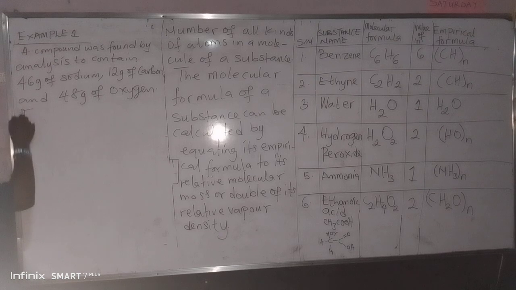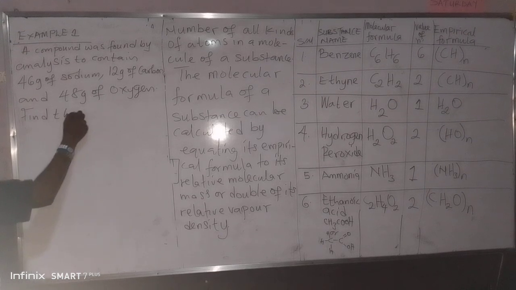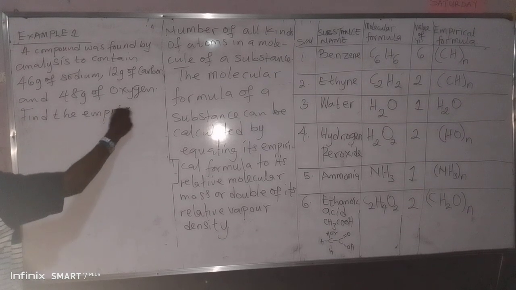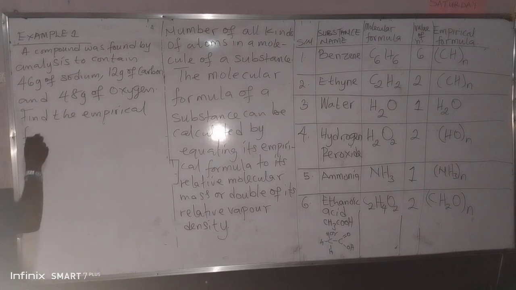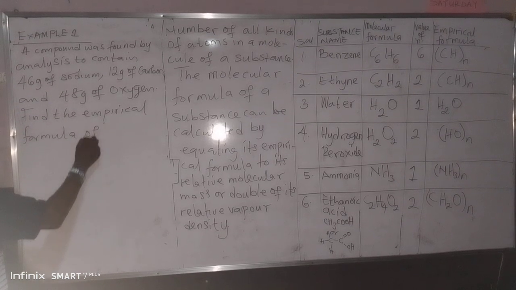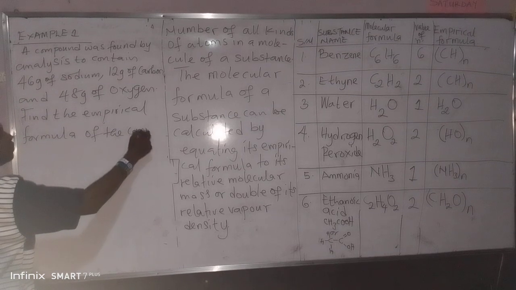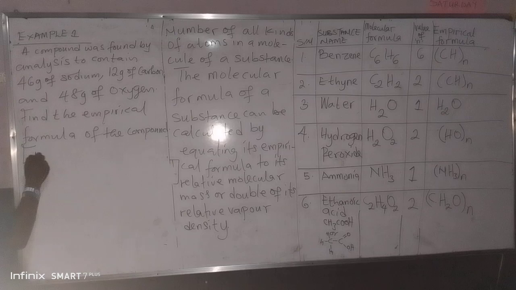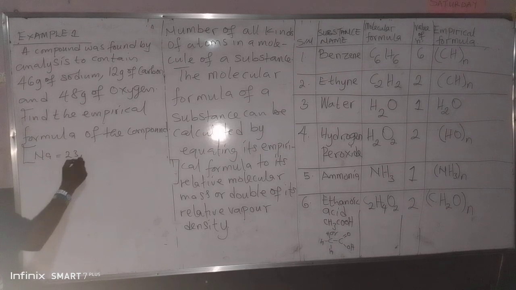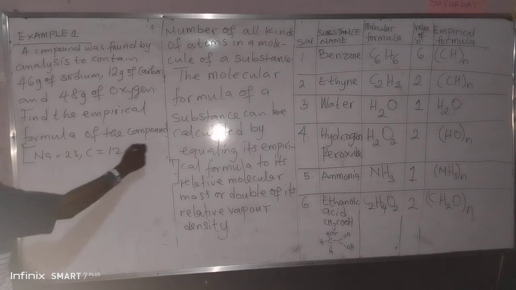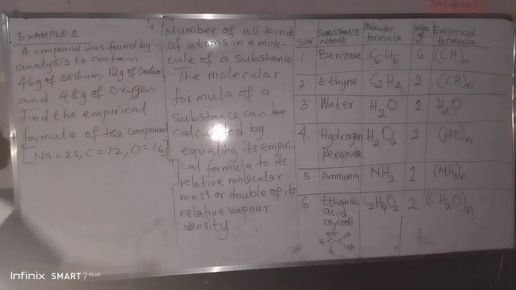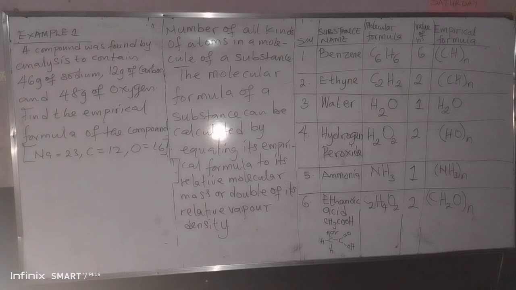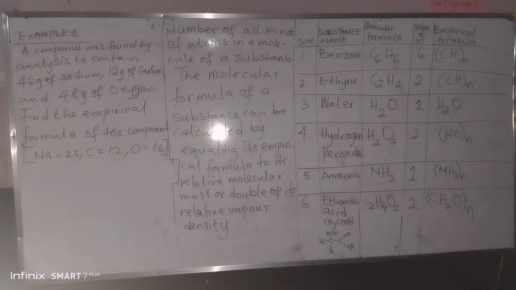Then they say find the empirical formula of the compound. Then they will give you Na is 23, C is 12, O is 16. Now, if you want to solve a problem like this, what do you do? You are going to create a table.